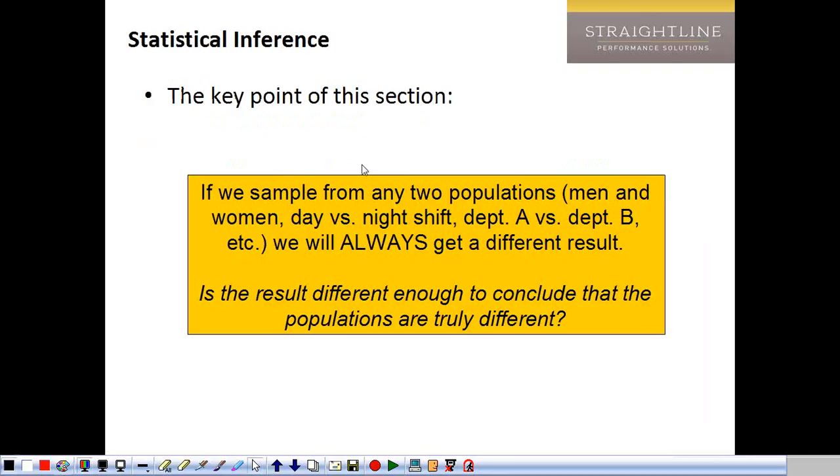Let's walk it through. Now, the key point in this section really is that if we sample from any two populations, whatever it is, men and women, day shift versus night shift, hospital A versus hospital B, middle market segment versus large market segment, we're always going to get a different answer, always. It's going to differ. The question is, is that difference significant or not, statistically significant or not? And we define statistically significant as very unlikely due to chance sampling. Okay? How do we determine that? We run a hypothesis test.